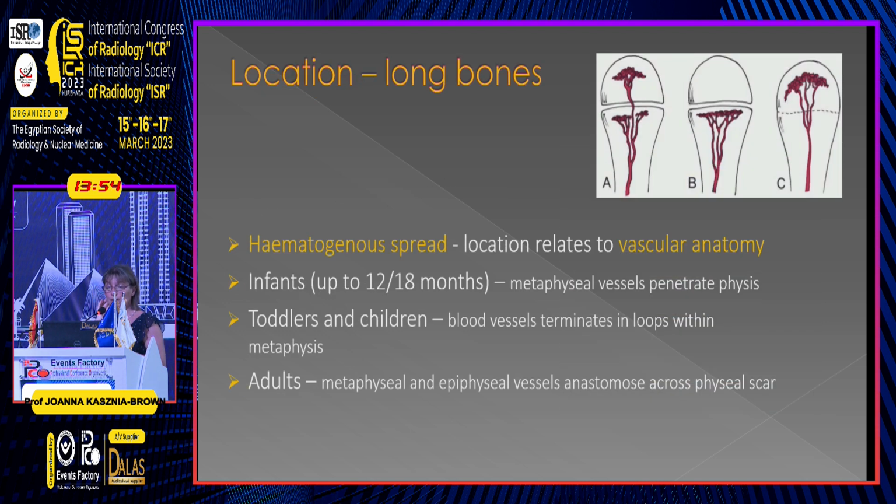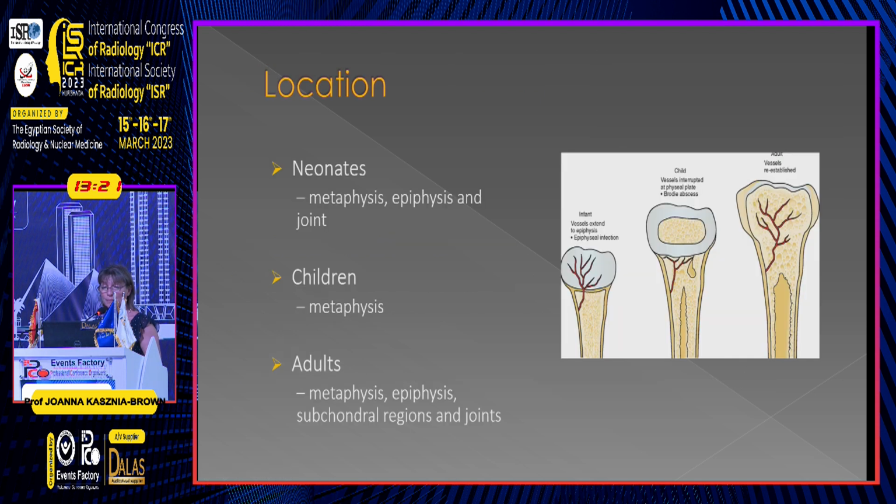And hematogenous spread is really most common in children, but it's very, very specific to the different age of the patient because we remember the differences in the vascular anatomy. And you can see it here in the infants up to 12 months. We have patent vessels going through the growth plate. This will stop without the vascular penetration between the toddler and children. And then again, we will have the vessel extending through the now closed growth plate in adults.